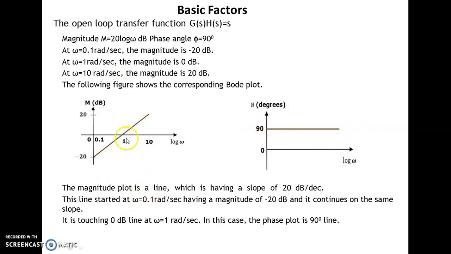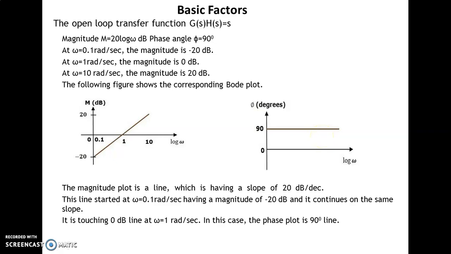The magnitude plot is a line having a slope of 20 dB per decade. It is one decade, either this or this. The line starts at 0.1 radians per second with a magnitude of minus 20 dB, and it continues on the same slope. It touches the 0 dB line at omega equal to 1 radian per second. In this case, the phase plot is a 90 degrees line. That is another factor, that is s.